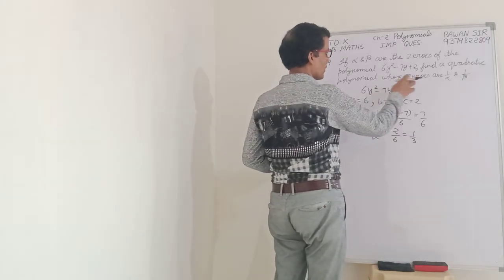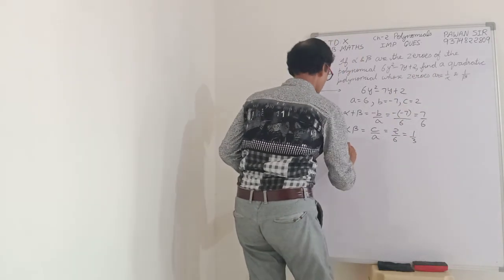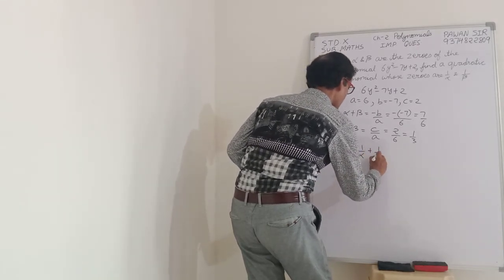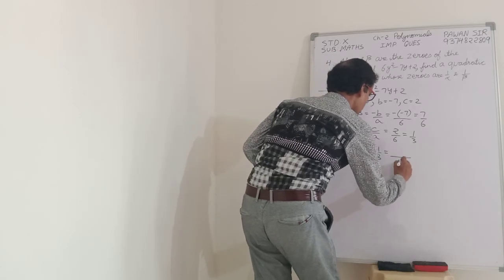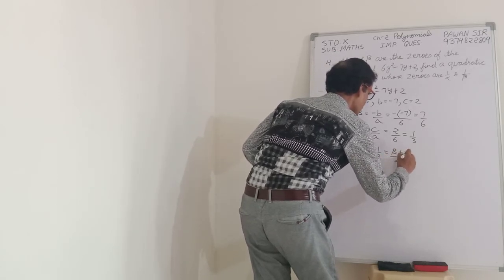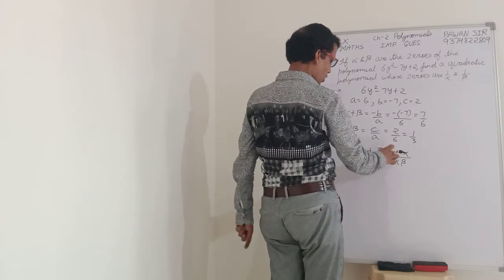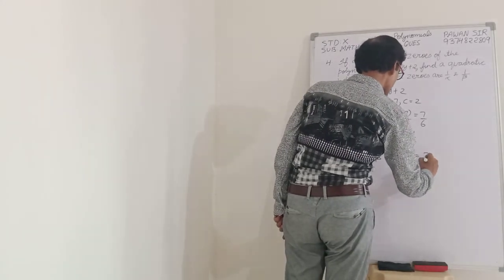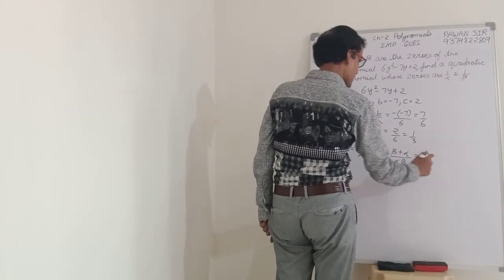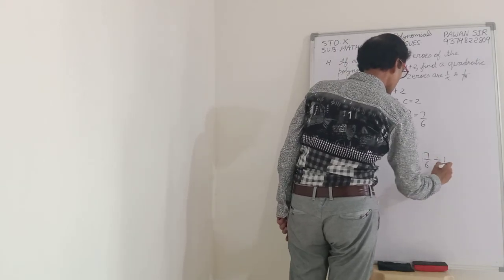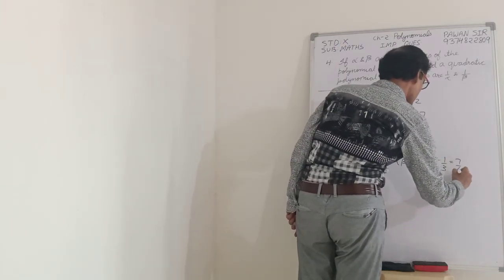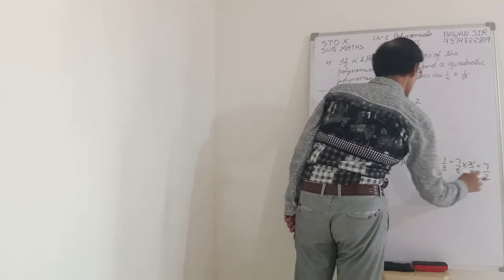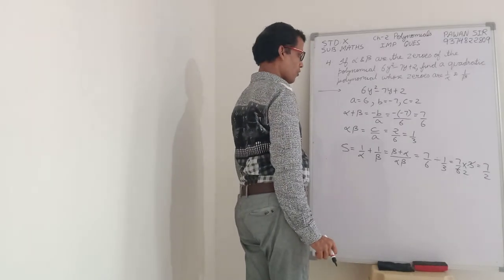Now we have to find the polynomial whose zeros are 1/alpha and 1/beta. So what is the sum? S is equal to 1/alpha + 1/beta. The LCM is alpha beta, so (beta + alpha)/(alpha beta). Now see, beta + alpha means alpha + beta, which is 7/6, divided by alpha beta, that means divided by 1/3. So this is equal to 7/6 into 3/2. So the sum of the zeros of the required polynomial is 7/2.